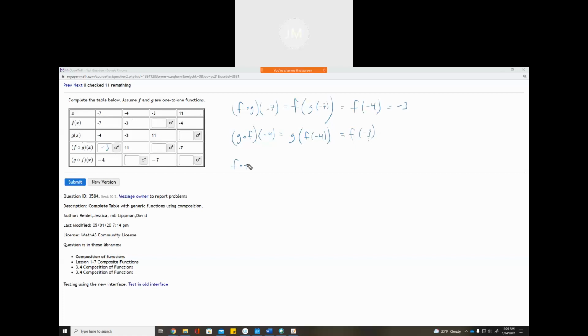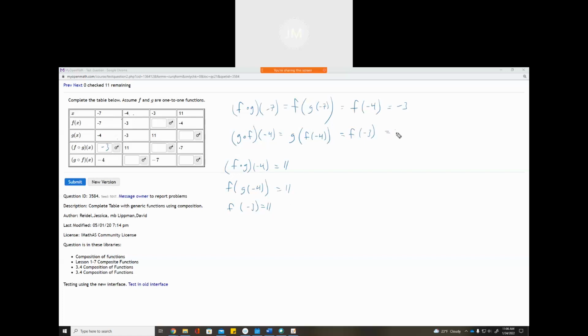So f composed with g, when I plug in -4, equals 11. Let's just see if this is helpful at all. What does this look like? I already have the answer, but let me just see what information it gives me. So this means that when I plug in g of -4, I'll get 11. G of -4, if I look at my g function, when I put in -4, that puts out -3. So that's telling me that f of -3 is 11. That's exactly what I need.